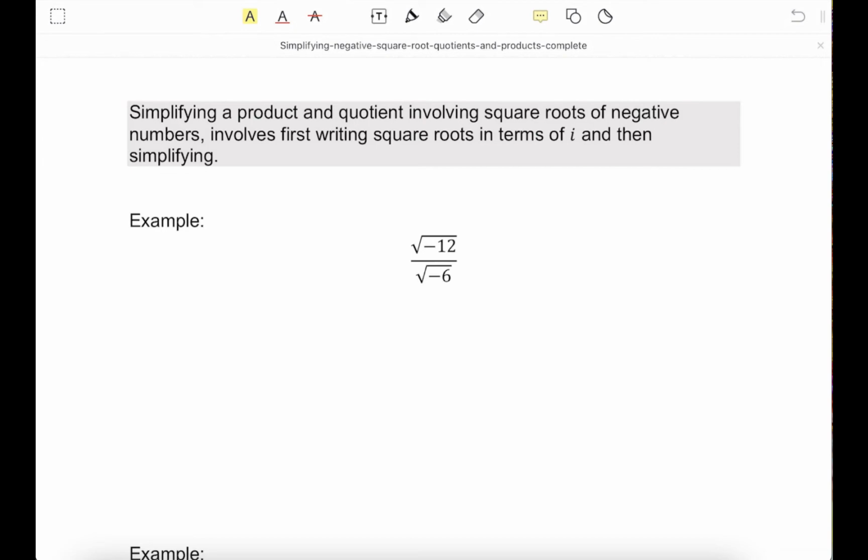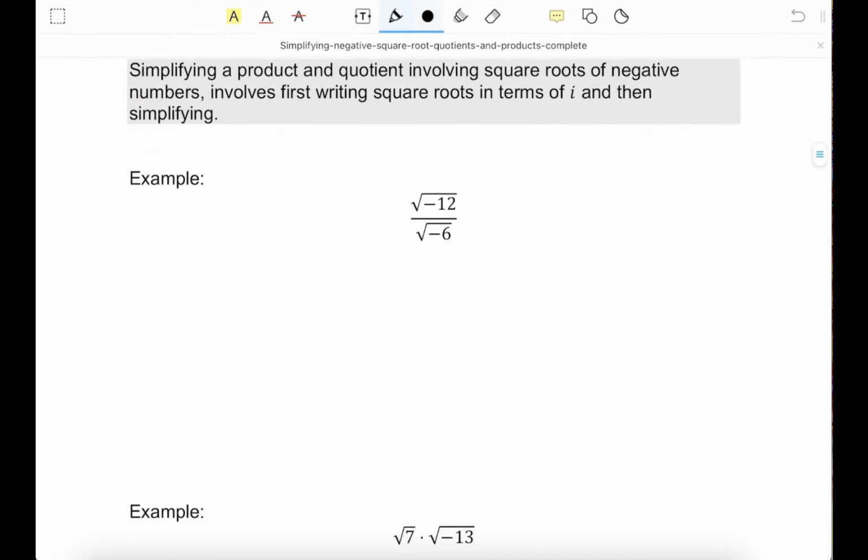When you see quotients or products of negative square roots, you first have to simplify the square root itself, and then you take the whole thing and you simplify it. So for example, when you have a quotient of square root of negative 12 all over the square root of 6, we can rewrite this first as the square root of negative 1 times 4 times 3.